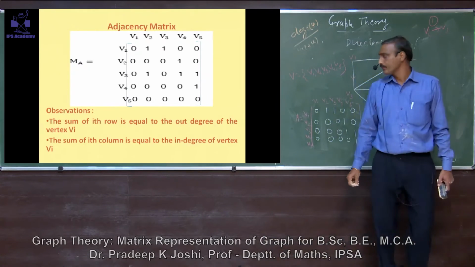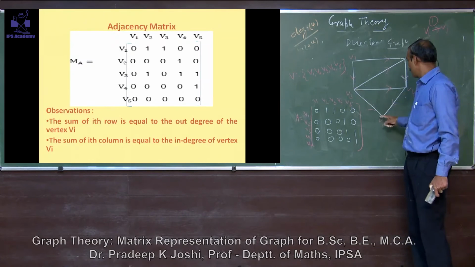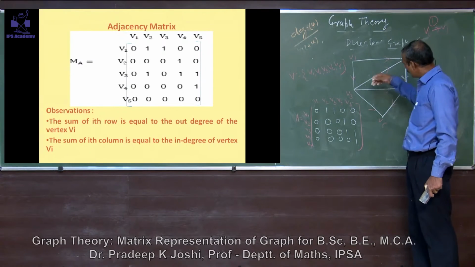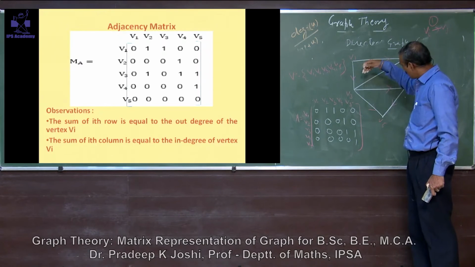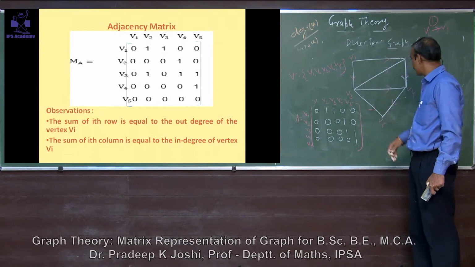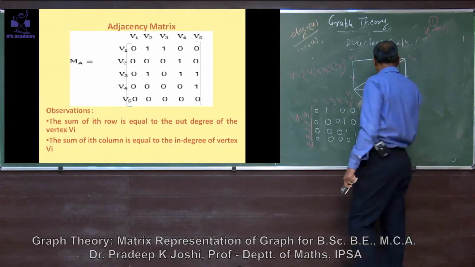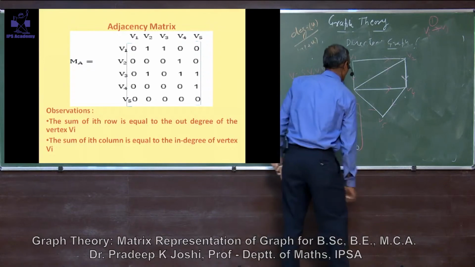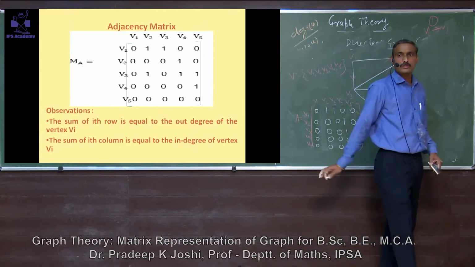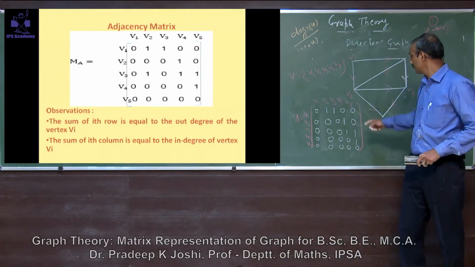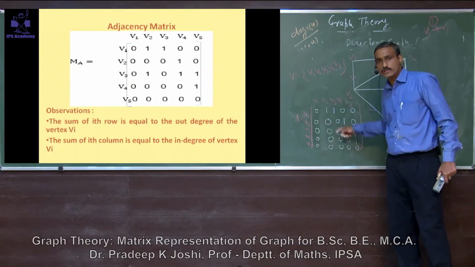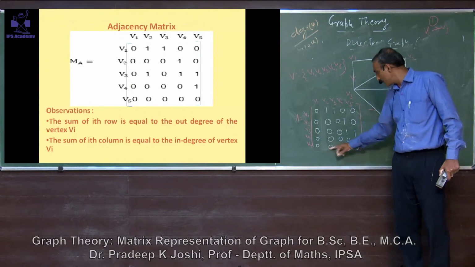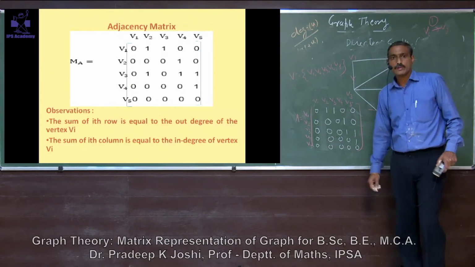And V5 is not directed to any other vertex here, because all the edges are incident into V5 and none go out, so 0 0 0 0 0. So this is the adjacency matrix for the given graph. Just see that V5 has all zeros.